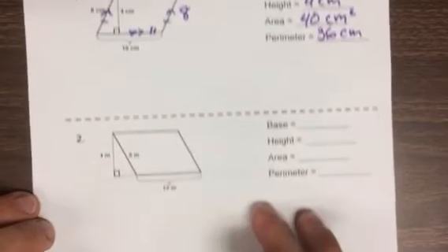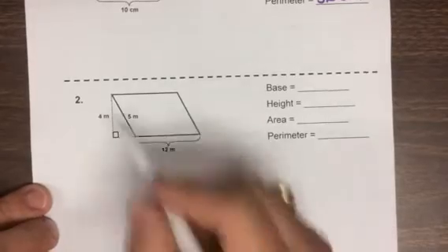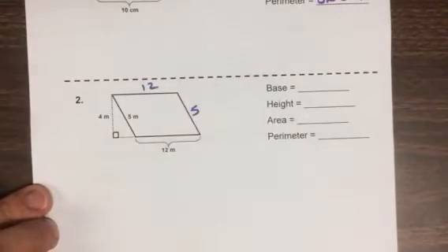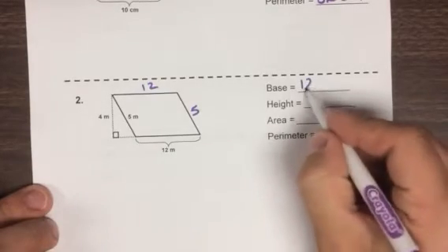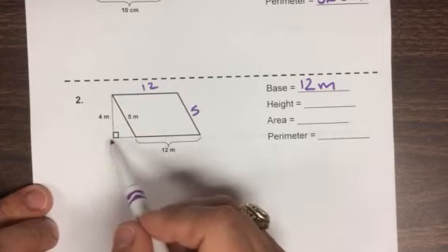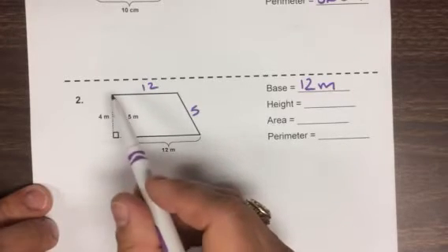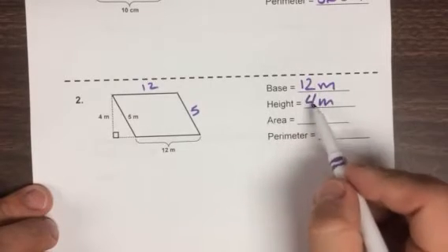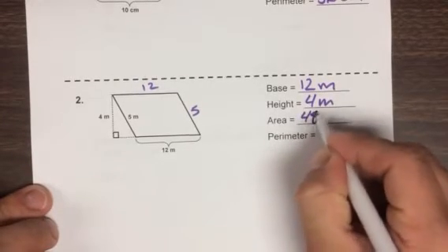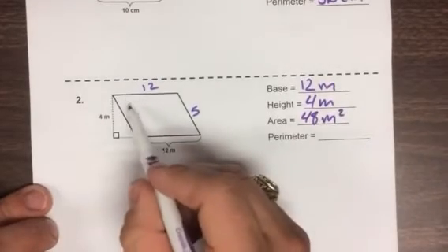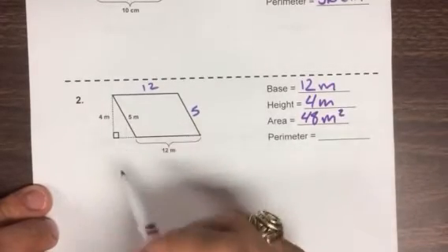Looking down at number 2. Okay. Got 5 and 5, 12 and 12. So as I look at this, 12 is my base, and my height would be the perpendicular line, not the slanted line. So my height would be 4. So base times height is 48 meters squared, because area is squares, units in the shape.